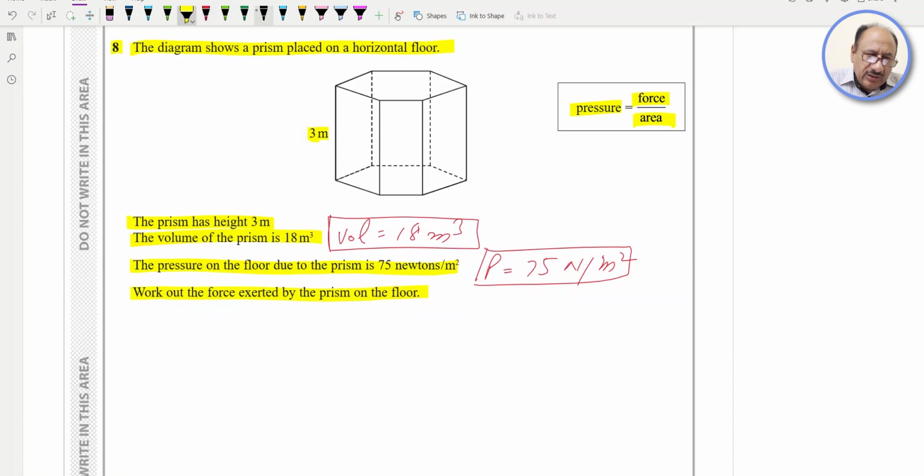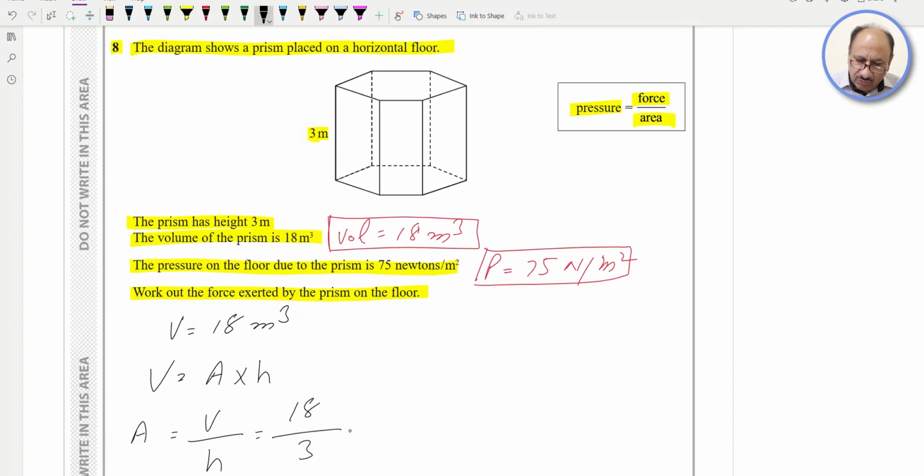We can solve this like this. Volume is equal to 18 meter cube, and area is equal to volume over height, volume divided by height. Or we can say volume is equal to area multiplied by height. So in this case we require area, so area will be equal to volume over height. Volume is 18 and height is 3, so this will be equal to 6 meter square. This will be the area.